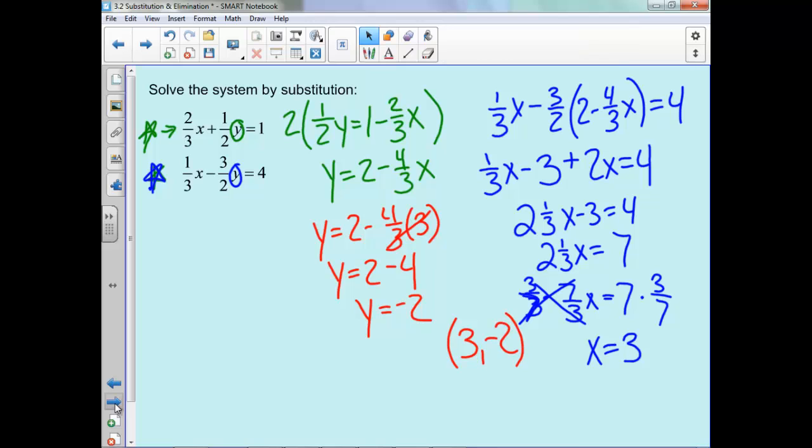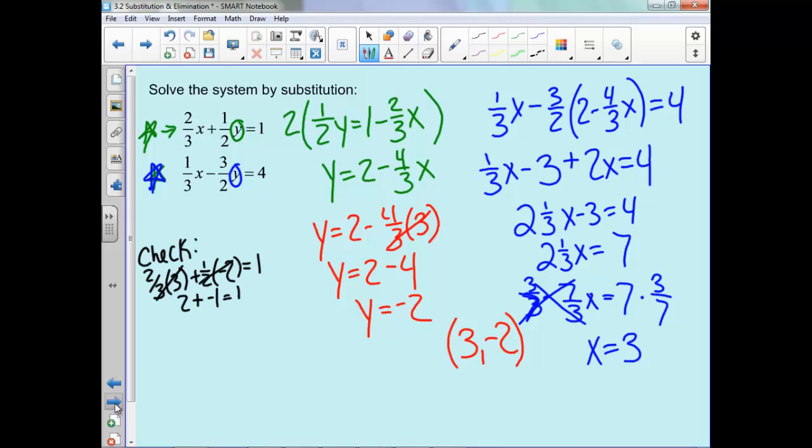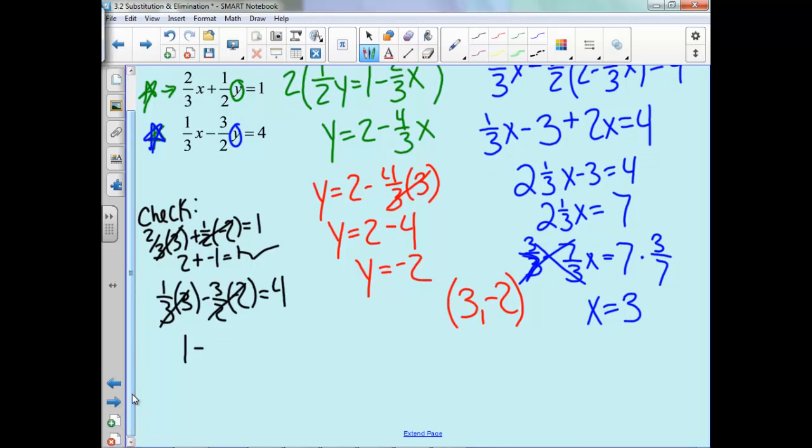But remember, we have to check to make sure. So it works in the first one. Checking in our second equation. Notice a negative times a negative is a positive. 1 plus 3 is 4.